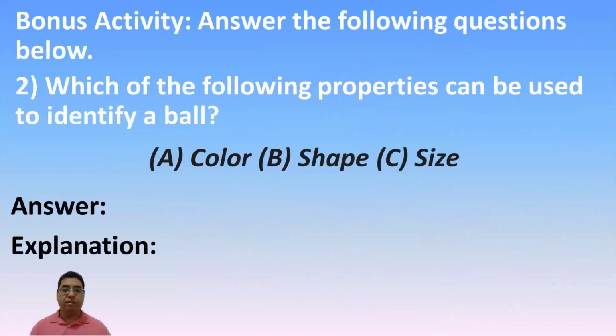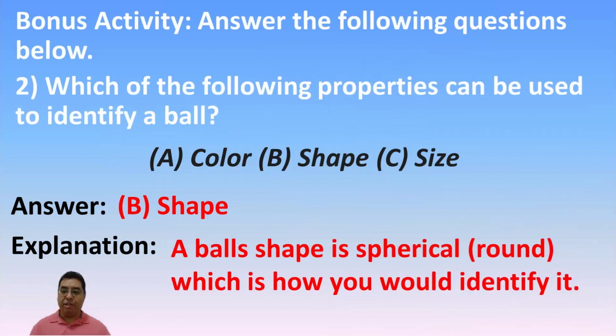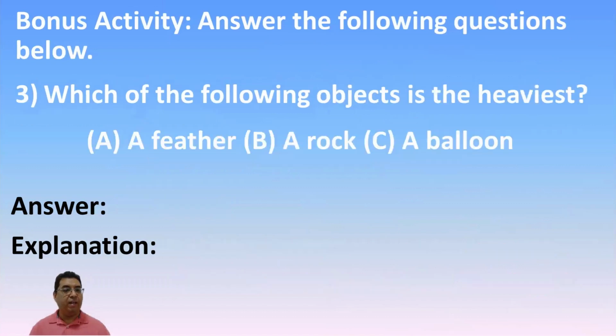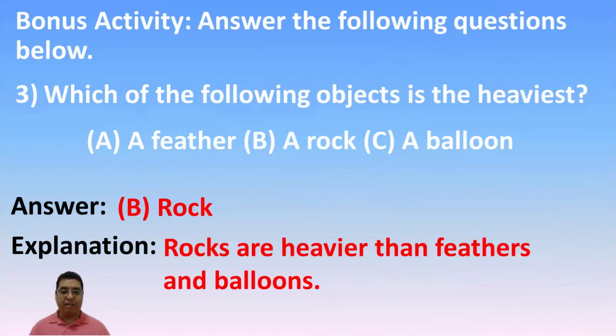Number 2, which of the following properties can be used to identify a ball? A, color, B, shape, or C, size? That's right, it's B, shape. And again, a ball's shape is spherical, it's round, which is how you identify it. Number 3, which of the following objects is the heaviest? A, feather, B, rock, or C, balloon? That's right, it's going to be rock. And again, rocks are heavier than feathers and balloons.